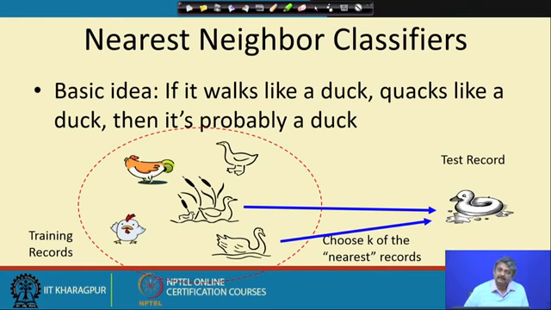This is a very popular and simple rule. There are some things we need to consider. For example, what is the value of k? How do you compute distance? How do you solve this computational time problem? And how do I construct a training set? These are certain issues that one needs to think of before using it as a data mining algorithm.